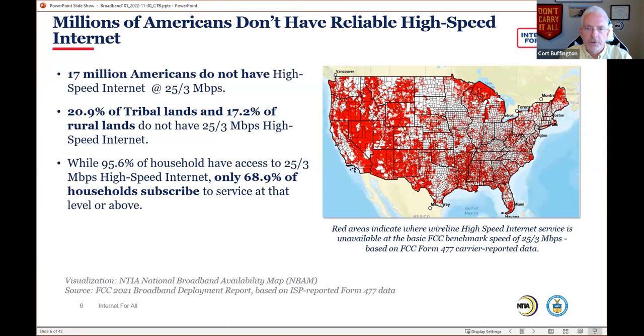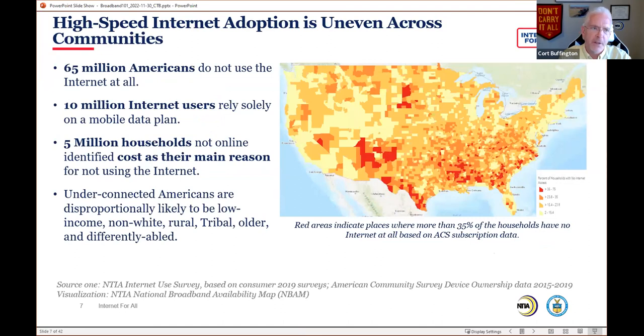So a little bit to scope the reason why we're doing this. Why are we here? An estimated 17 million Americans still don't have high-speed internet. The problem is much worse on tribal lands, and while 95.6% of households have access, only 68.9% of households subscribe to service at a level that's 25/3 or higher. So we have got a lot of work to do. Adoption is uneven across communities in the United States. So when we talk about bringing internet to all, getting internet to every American, it's not just getting access to the service, it's also making sure that the service is affordable.